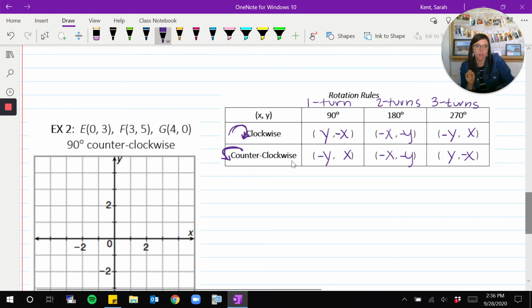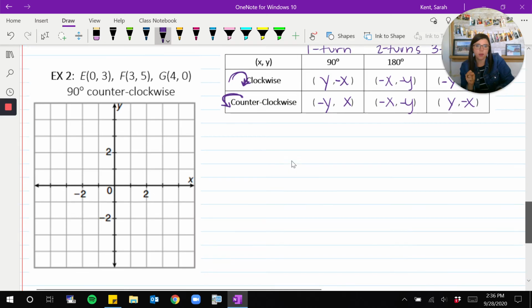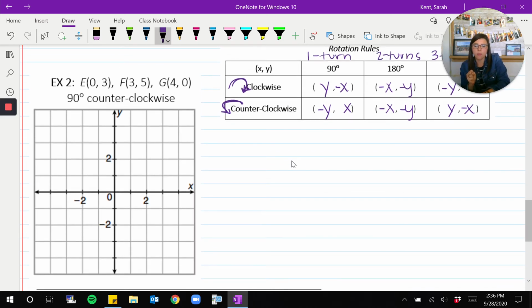Okay, so we have 3 points, and I'm going to start by putting these on the graph. So point E is at 0, up 3. Point F is over to 3, up 1, 2, 3, 4, 5, all the way at the top. And point G is over 4, up 0. And then I'm going to connect my dots.